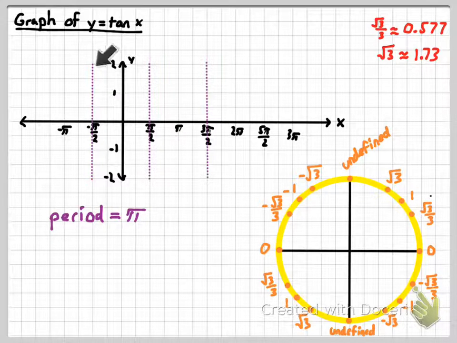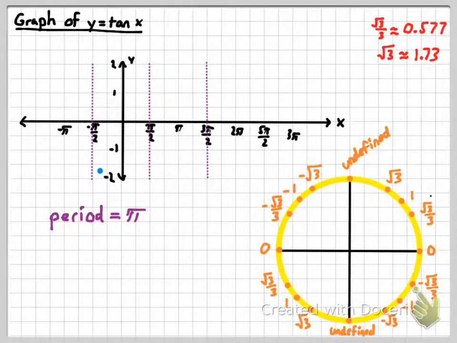We already got the vertical asymptotes in place at negative pi over 2 and positive pi over 2. So let's go counterclockwise between the two and go through all the tangent values that we get. The tangent of negative pi over 3 is negative square root of 3, or negative 1.73. Now negative pi over 3 is going to be somewhere around here, and negative 1.73, let's say that this is where that's going to go.